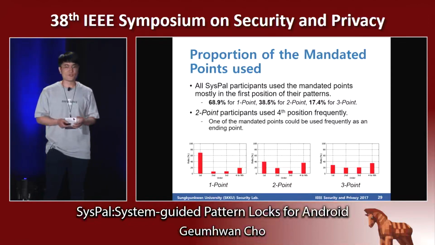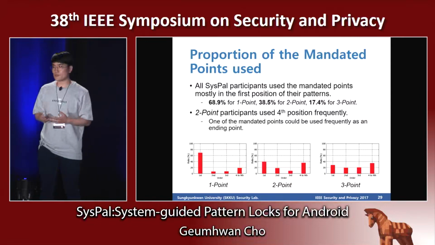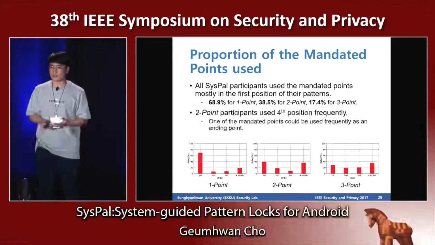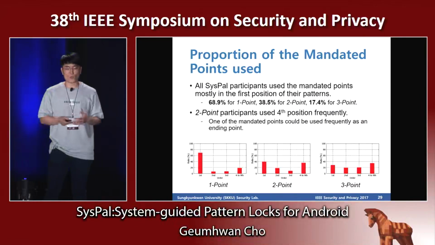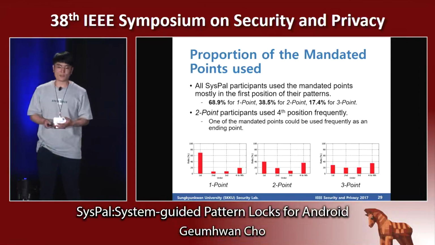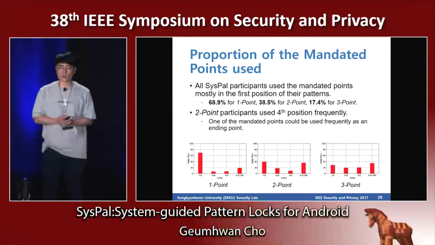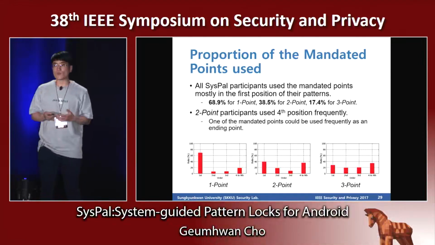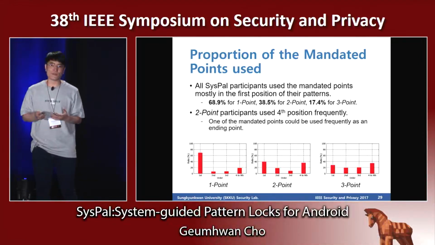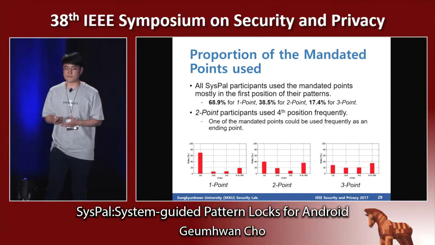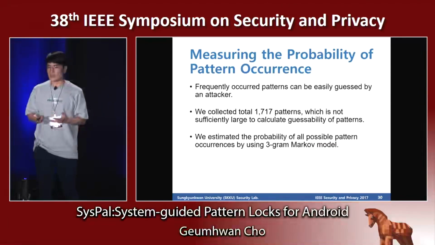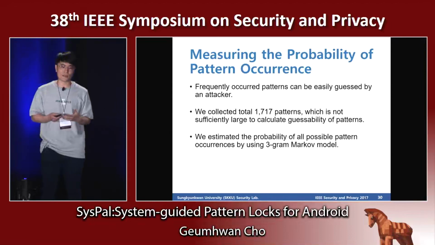And interestingly, 2-point participants used the first position frequently. We thought that one of the mandated points could be used frequently as an ending point because they create a pattern with a pattern length of about 30%. On the other hand, frequently occurring patterns can be easily guessed by an attacker.